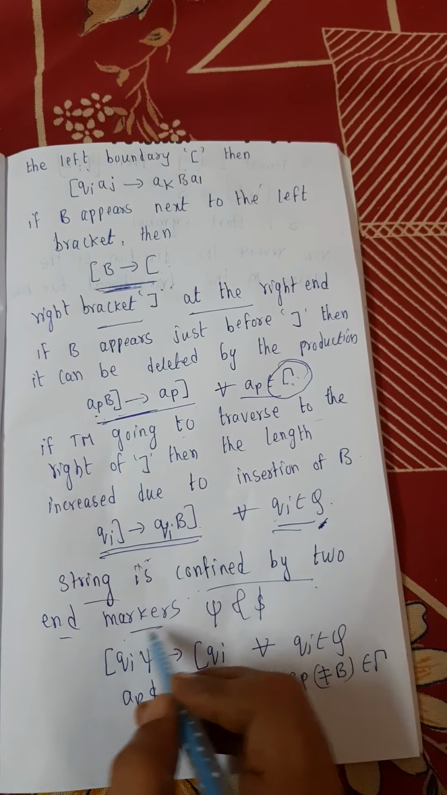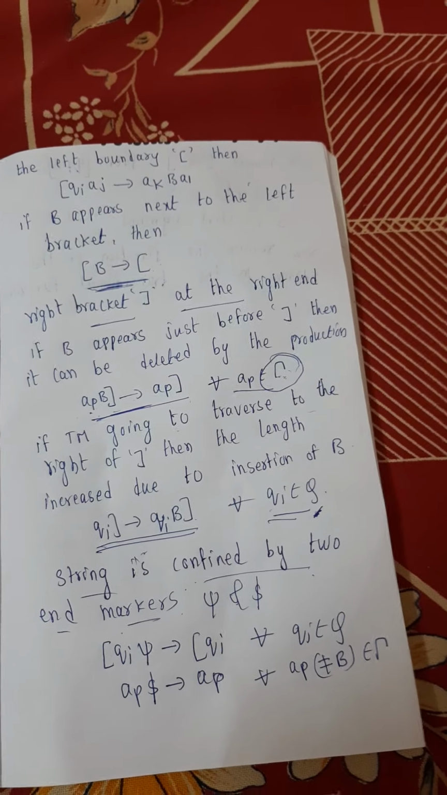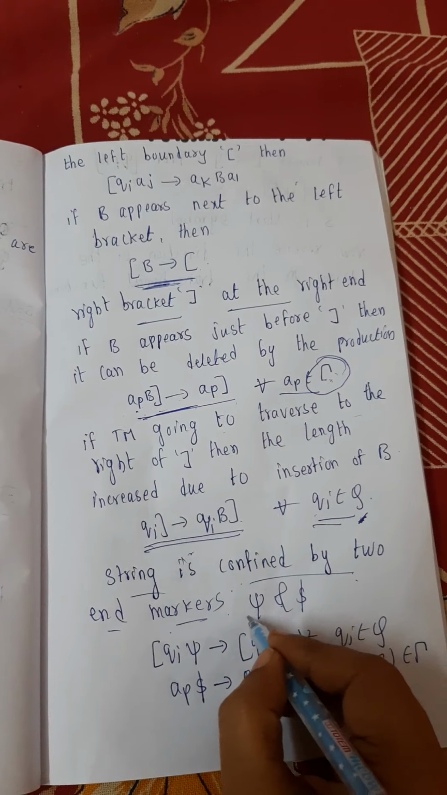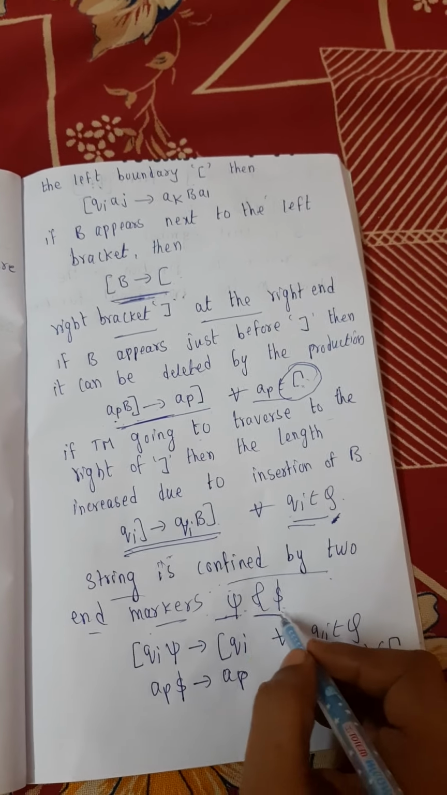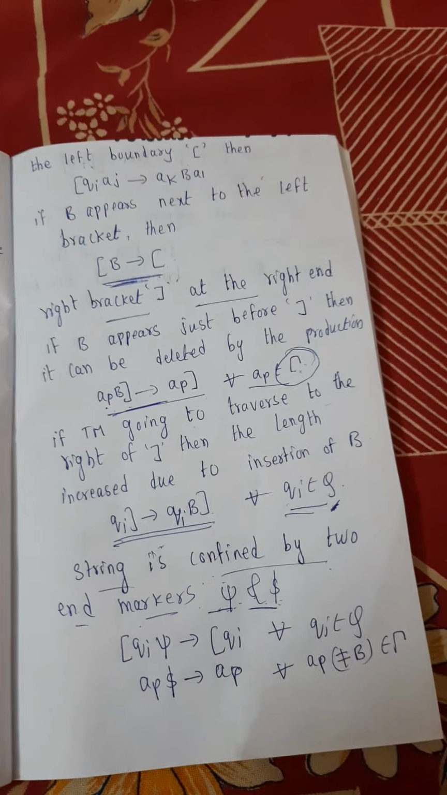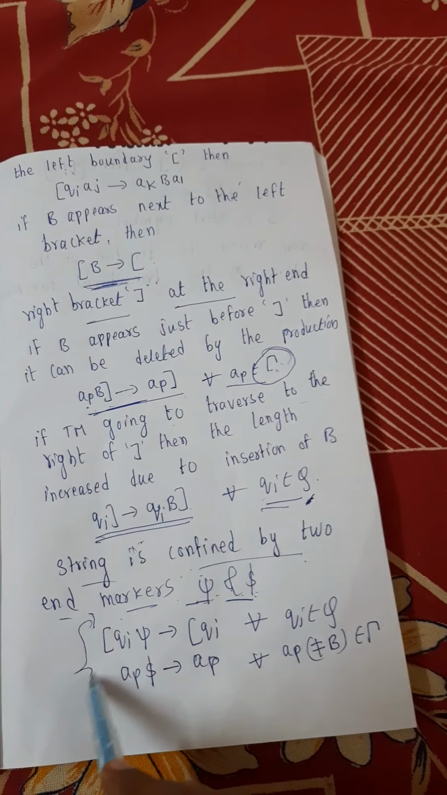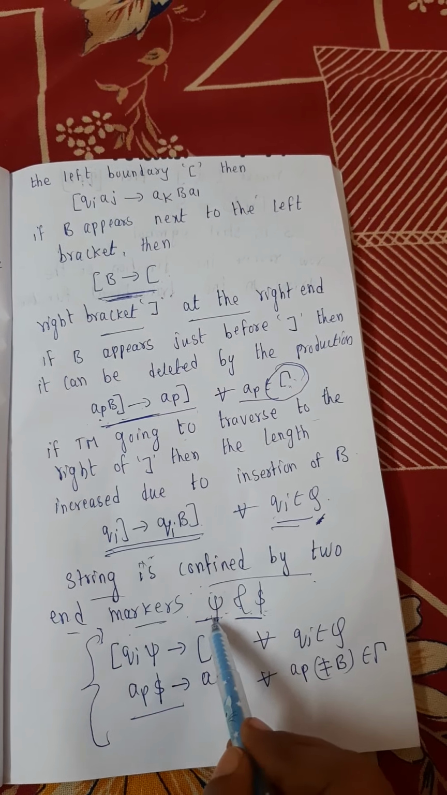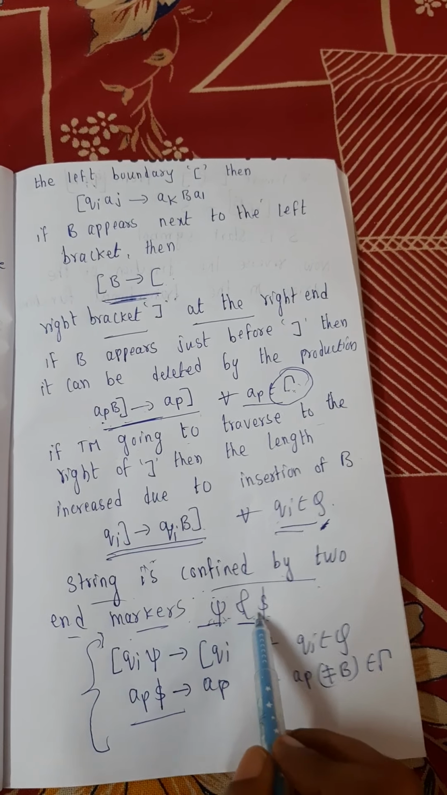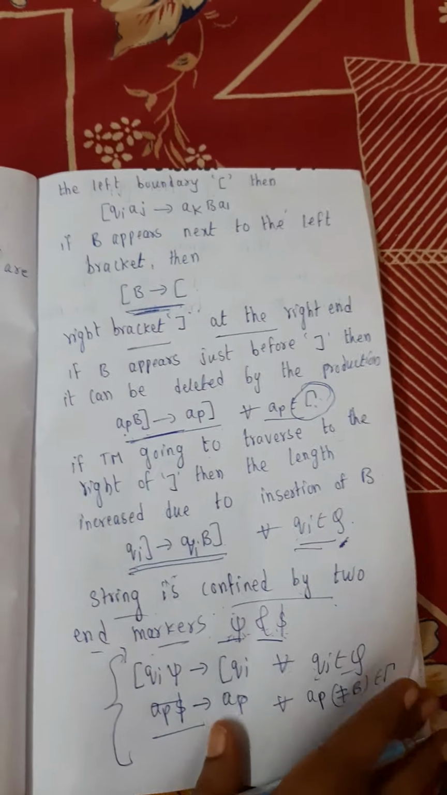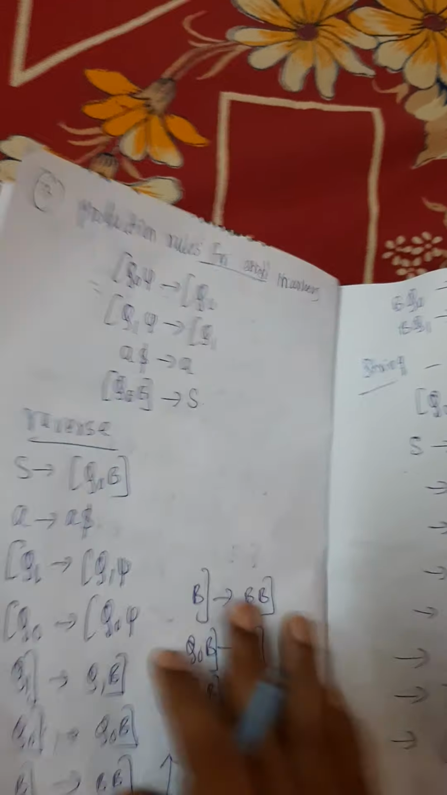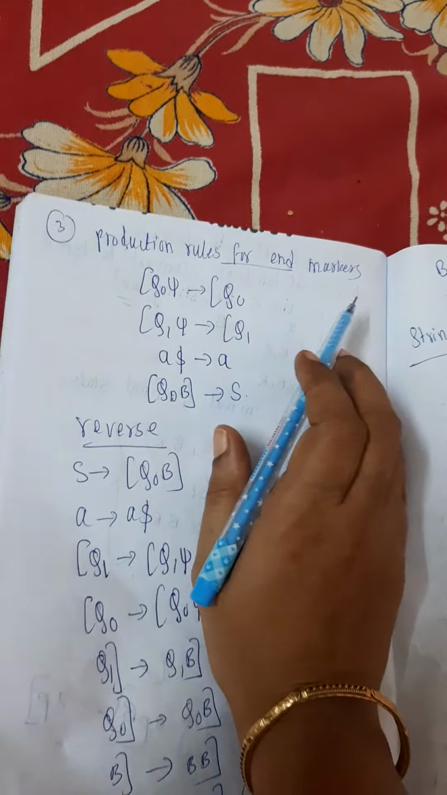The string is confined by the two end markers, and here you will consider the string is between these two. The string is between these two symbols here. Any symbols we can take. So these two productions again we have to write. Let us assume that the string is confined between these two end markers now. So what is the first one you have? This is for all the states. So production rules.